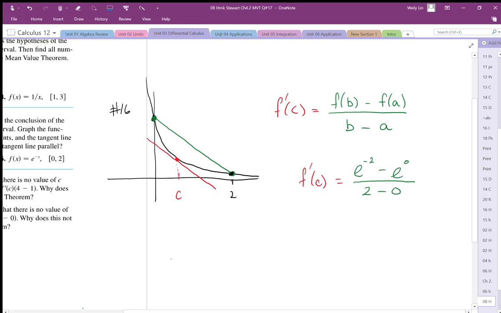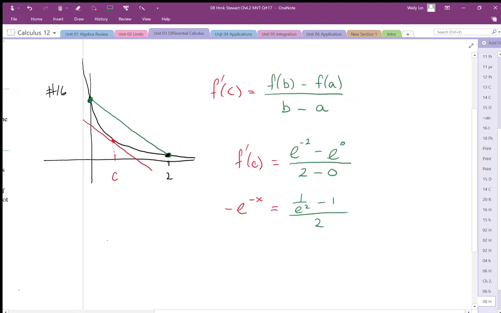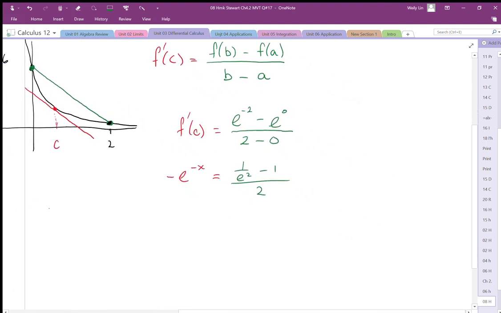So if f of x equals negative e to the negative x, my f prime function becomes e to the negative x, and because that's a horizontal flip, I have to make sure that I account for that with a negative in the front. And that's going to be equal to, and I'm just going to start simplifying this, 1 over e squared minus 1, all over 2. And then I need to solve this for x.